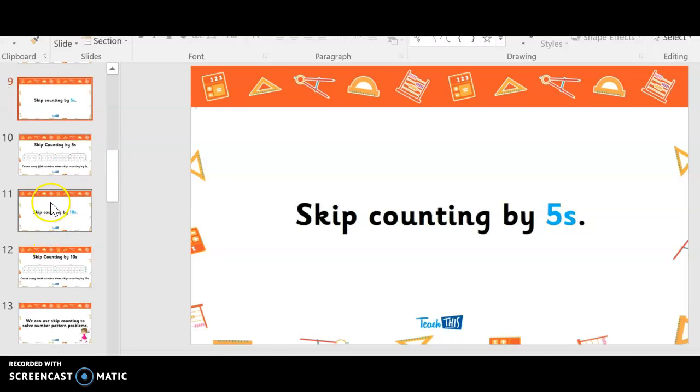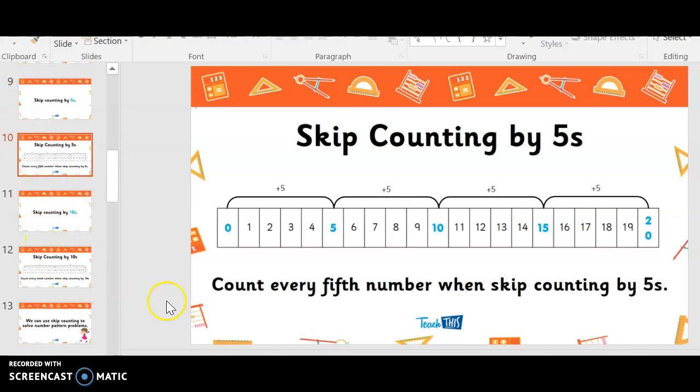Skip counting by 5s. So a number line here goes up to 20. When you skip count by 5, you count 1, 2, 3, 4, and you land on the 5th number that you count. You're landing on the 5th number that you count. So if you're counting forwards by 5, you would say 0, 5, 10, 15, 20, and so on.